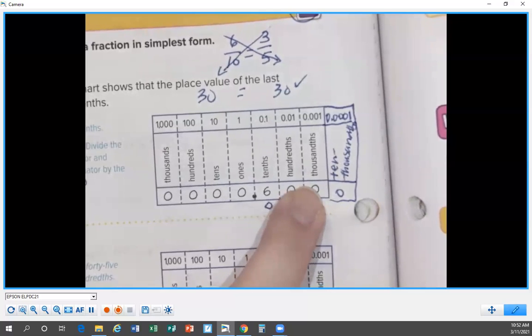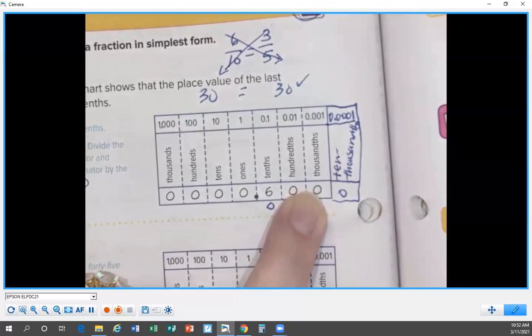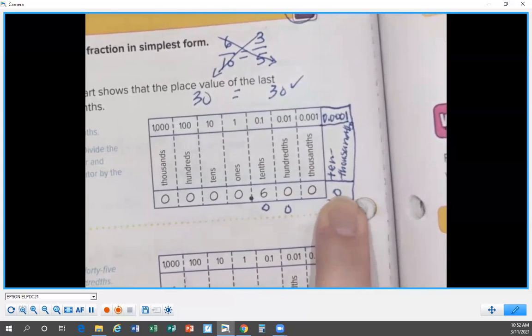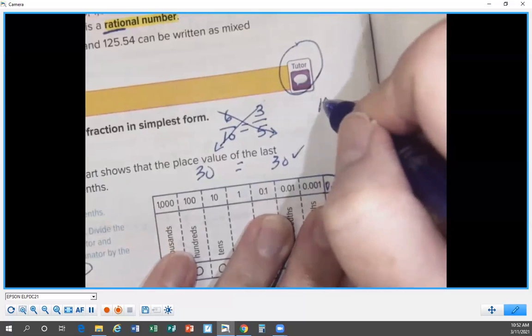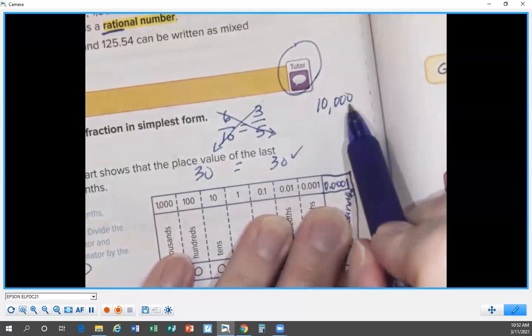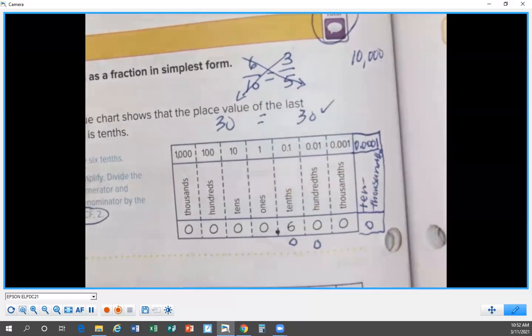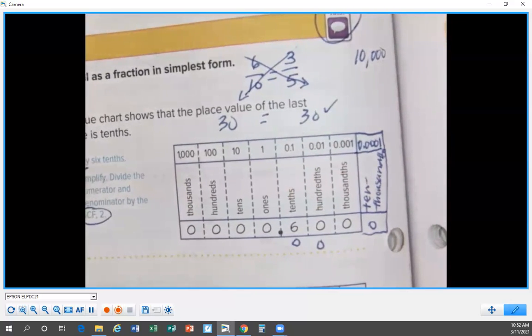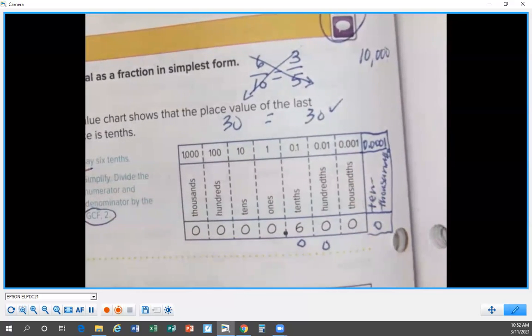Okay, third place is called thousandths. How many zeros are in 1,000? 3. Okay, the fourth place after the decimal is called the ten thousandths place. How many zeros are in 10,000? 1, 2, 3, 4. Okay, so there is a logic. It's not like you just have to flat out memorize these. It does make sense. If you forget it, you can always figure it out in just a few seconds.